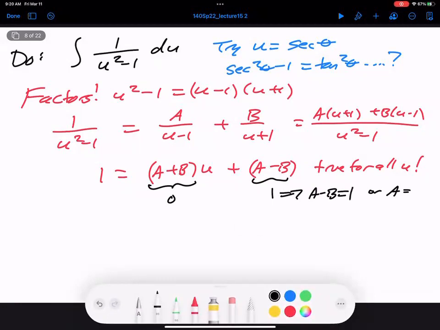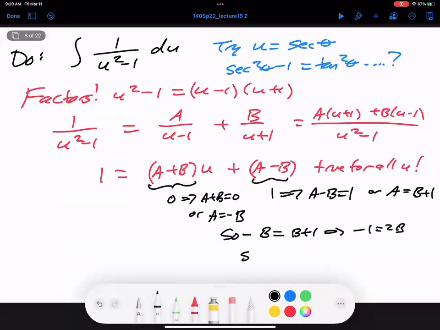So A equals B plus 1. And this is 0, so that implies A plus B equals 0, or A equals negative B. So negative B equals B plus 1. Therefore, negative 1 equals 2B. So B equals negative a half, and A equals 1 half. And so now we've reduced this to integrals we already know how to do.